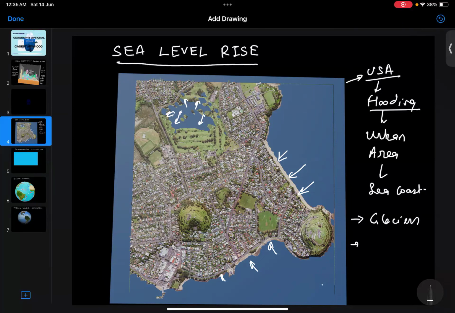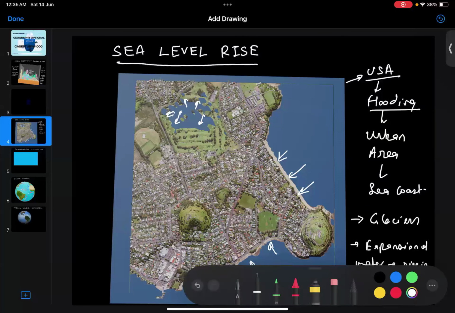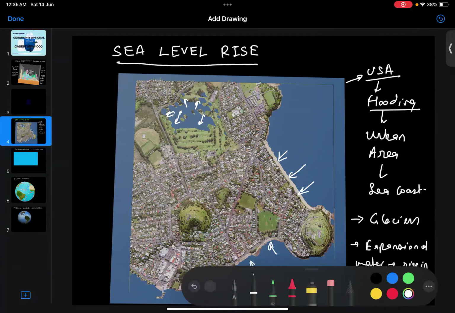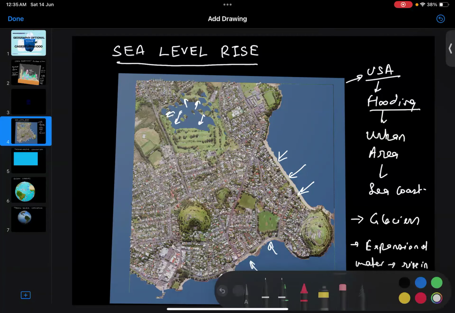Number two, the expansion of water due to rise in sea surface temperature, which is majorly taking place in the tropical region.